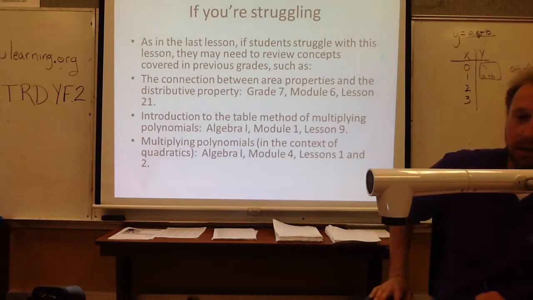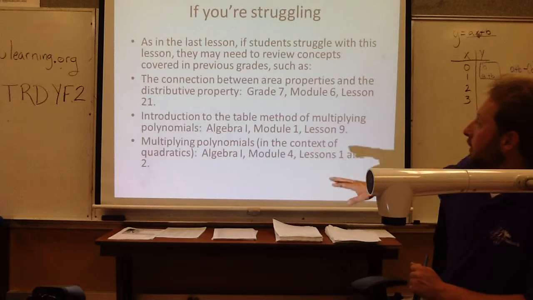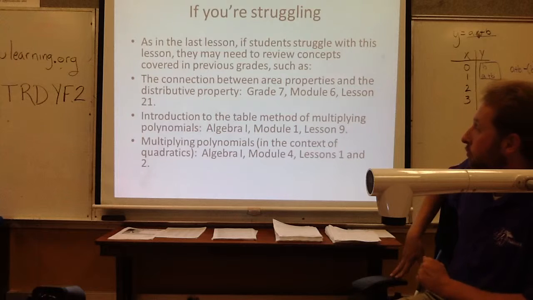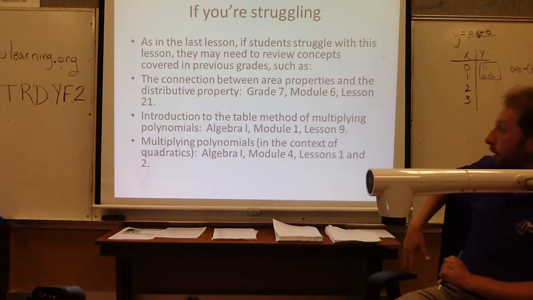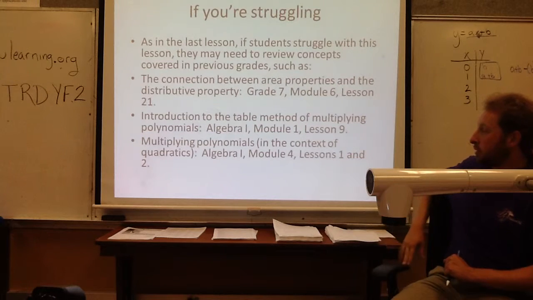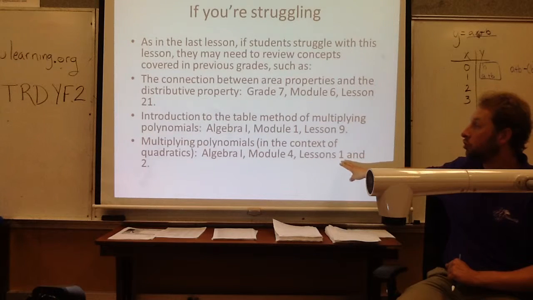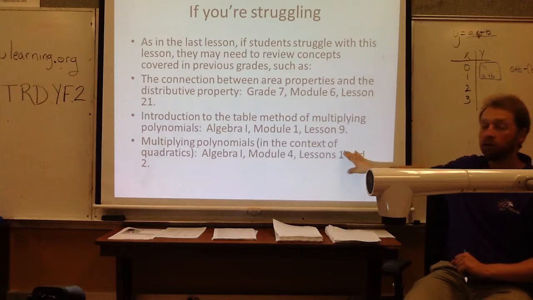If you're struggling in this class, and if you're struggling to understand the material, as in the last lesson, if students are struggling with this lesson, they may need to review concepts covered in previous grades: the connection between area and the distributive property, introducing the table method of multiplying, and just multiplying polynomials in general. So, if you are struggling, these are three areas of focus.